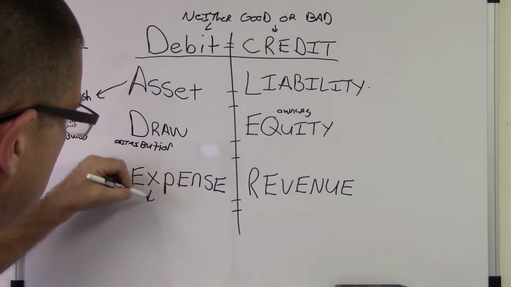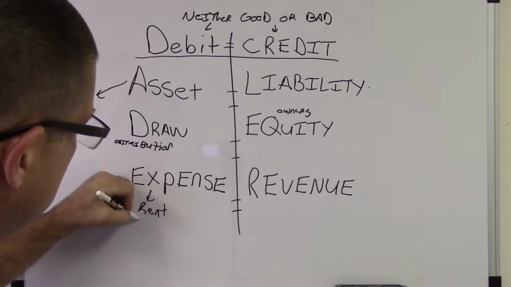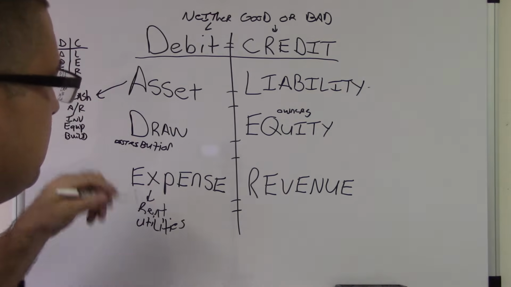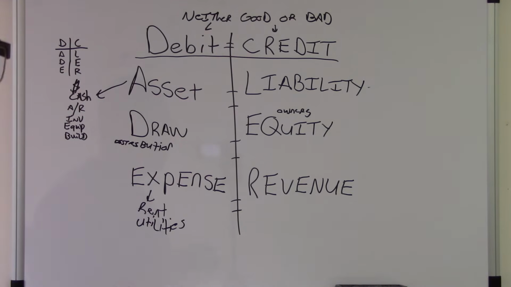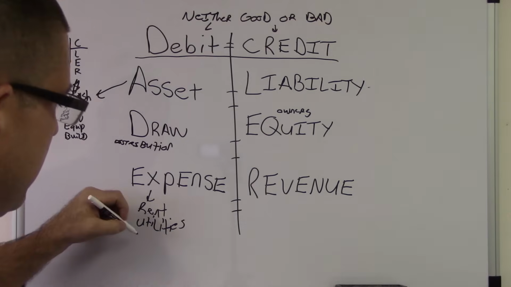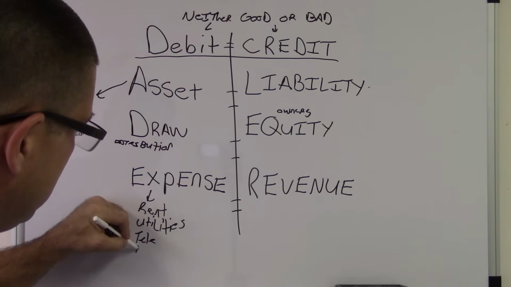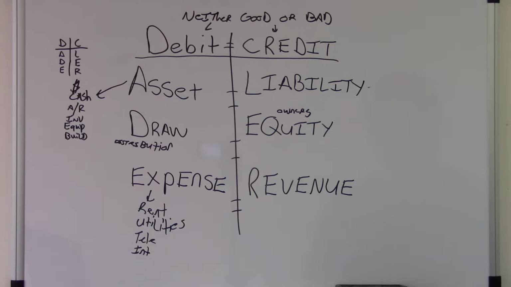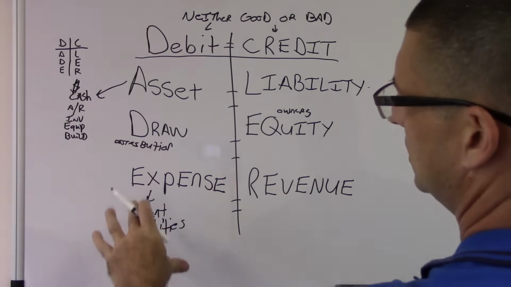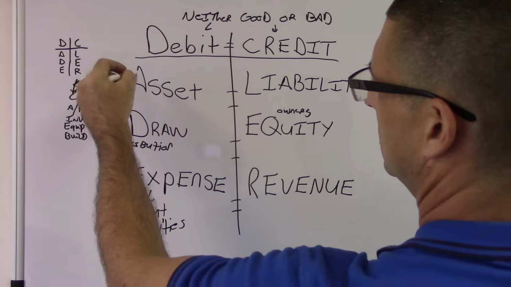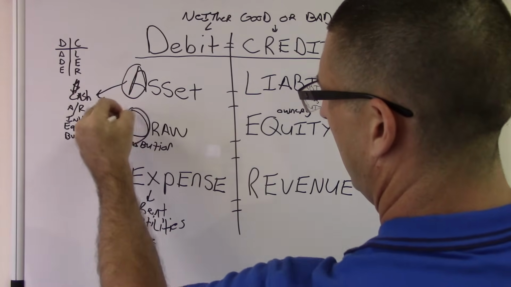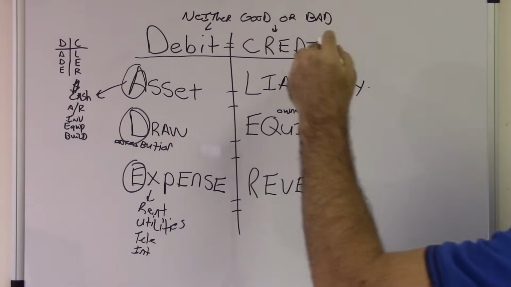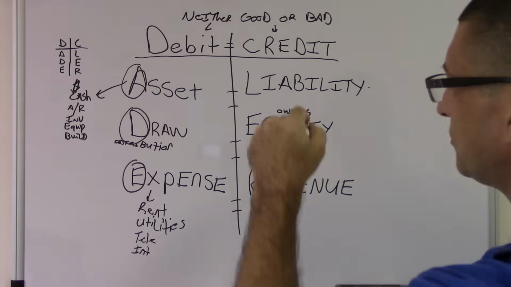We'll just say rent, utilities, and such and such, telephone, internet. All right. So now these are all positive debits. AID, DC, AID.